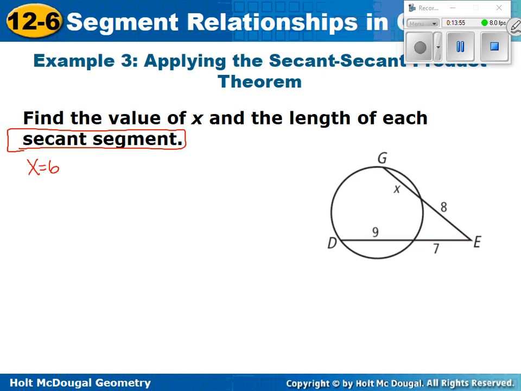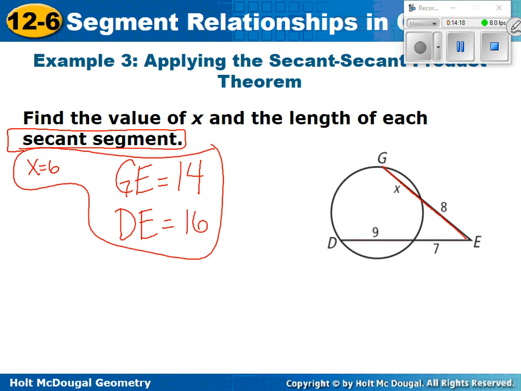GE and DE. The part of the secant that we don't know the whole value for. So GE and DE. All right, and once again, be careful that you add the parts. So if x is 6, what is the whole length GE? 14. And DE? 16. So again, make sure you're putting all of that as your answer. Questions here?